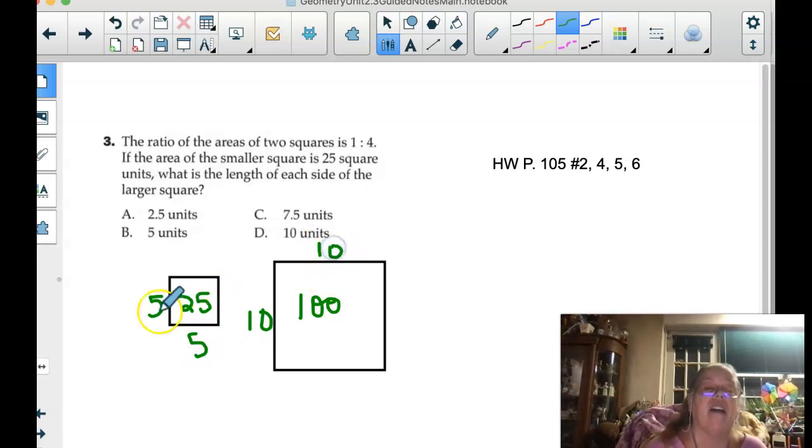Let's double check that. 5 times 5 is 25. 25 times 4 is 100. 10 times 10 is 100. So we're in good shape.